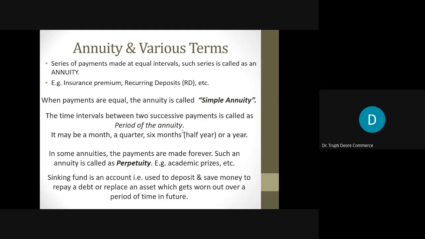Then sinking fund, we have seen one concept of sinking fund. A sinking fund is an account which is used to deposit and save money to repay a debt or replace an asset. We have taken one example that if we have to replace a particular asset after some 4 or 5 years, after the specific lifespan of the asset, at that time we have to raise the same amount to purchase or replace the asset. So till then we invest such an amount yearly so that at the end of the life of the asset we get the amount which can be used for the replacement of the asset.